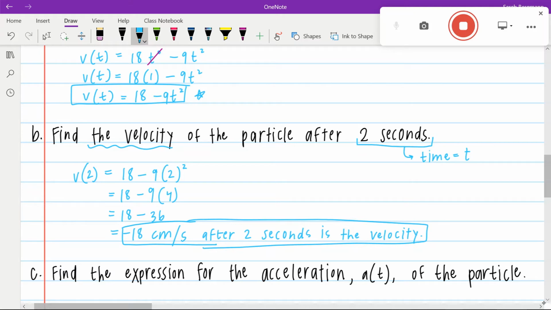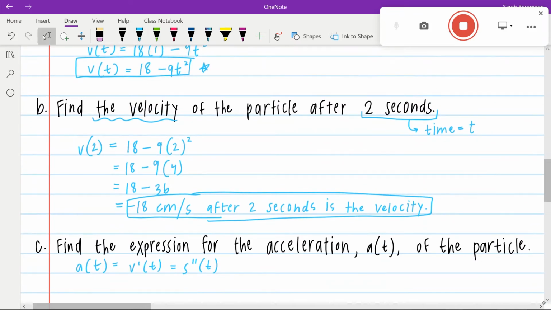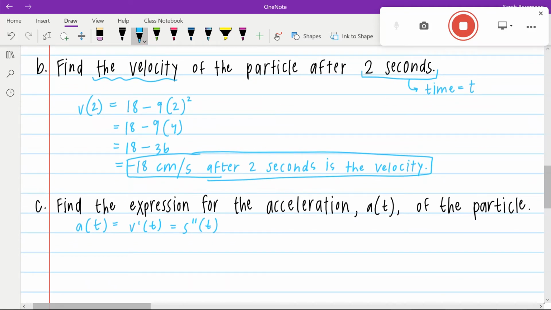Alright, part C says find the expression for the acceleration a of t of the particle. So remember we said a of t is equal to the derivative of the v function, which you can also write as the second derivative of the position function. Since we already know our velocity function, we'll just go ahead and find the derivative of that velocity function. So we're going back to part A again, and we are finding the derivative of this function.